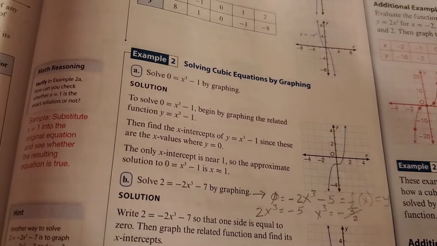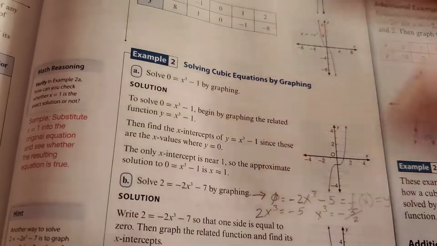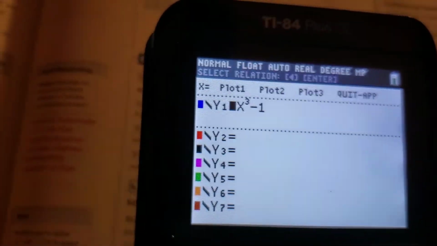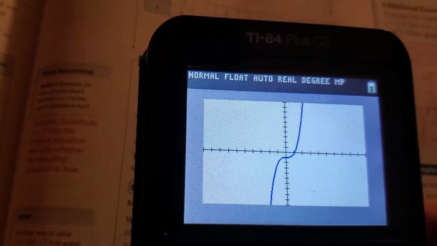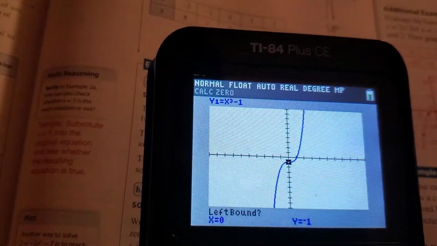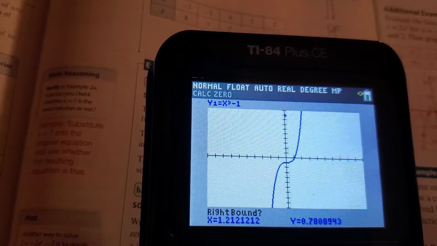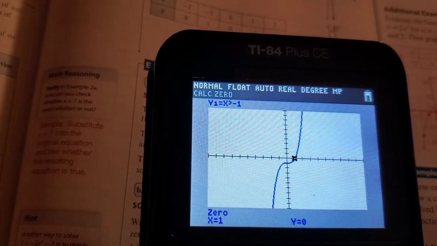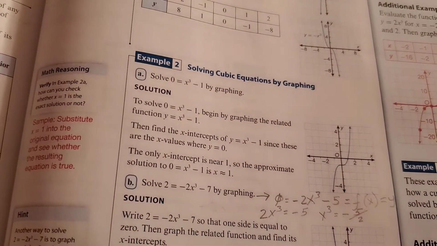So again, we're going to use this right here, x cubed minus 1, and we're going to graph it. And so I'll put it into my graphing calculator, and then I graph it. It looks exactly like that. And then we go to second trace, which is calc, and we're going to put the 0. Where's the 0? So then we're going to put the left bound here, and then the right bound here, and then we're going to find that the x is about 1. And that's what it says, x is about 1. So that's all you need to know.